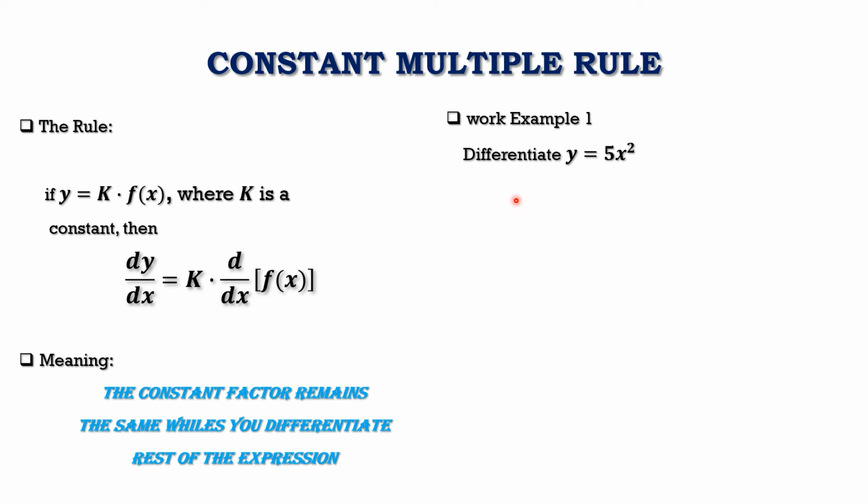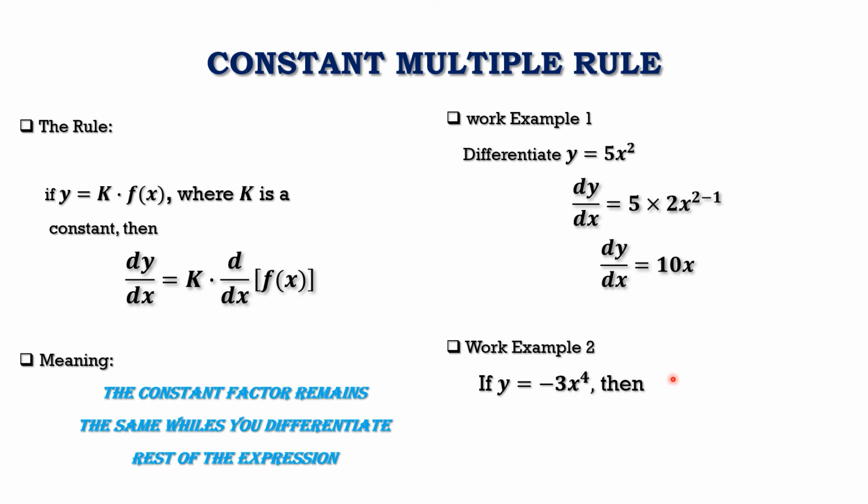If I want to differentiate the expression or the function y equal to 5x squared, then my dy dx will be equal to maintaining the constant, which is 5, and differentiating the expression, which is x squared. So when we do that, we are going to get 5 times 2x raised to the power 2 minus 1. That is how we differentiate x squared. That is 2x power 2 minus 1. When we do that, we are going to have 2x. Then 5 times 2x will give us dy dx equal to 10x.